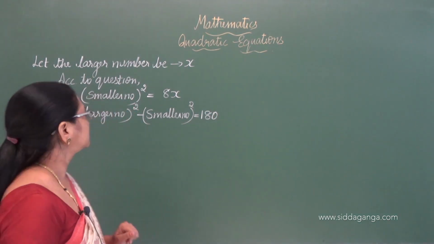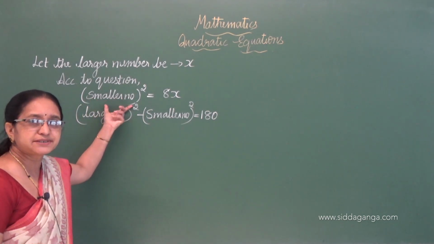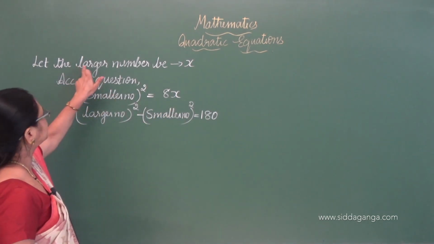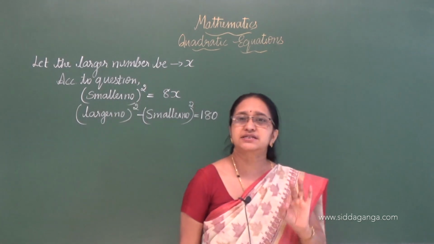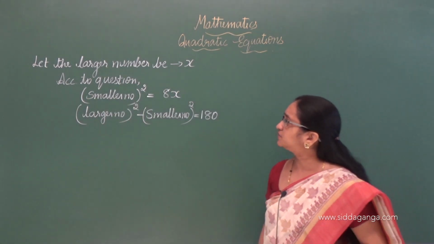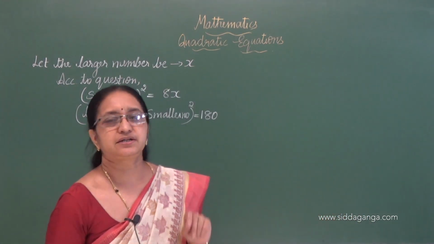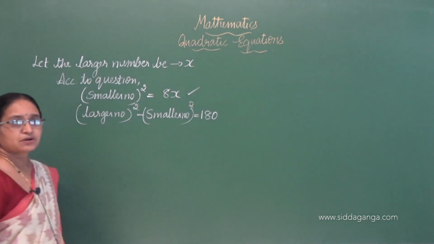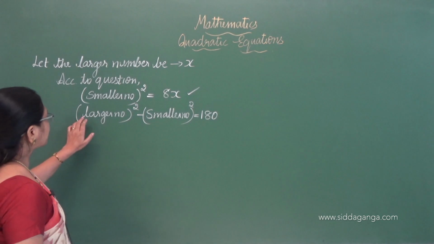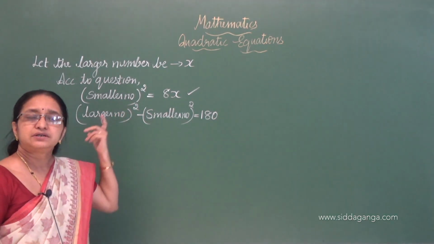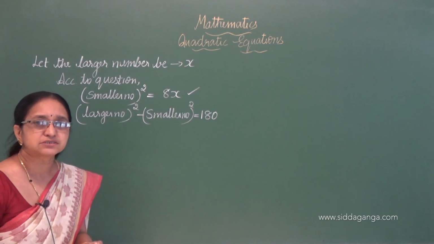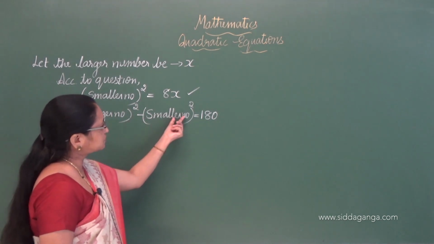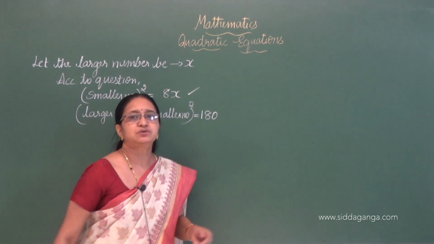So there are two conditions. One is the square of the smaller number is equal to 8 times the larger number. We had taken the larger number as x. So the square of the smaller number is 8 times the larger number. This is the first condition. What is the second condition according to the question? The difference in the squares of the numbers is equal to 180. So larger number whole square minus smaller number whole square will be equal to 180.